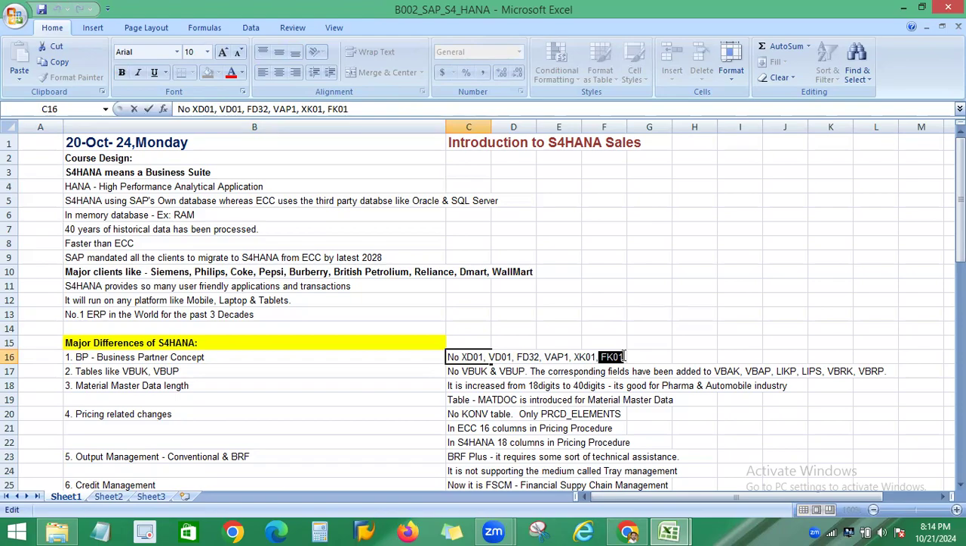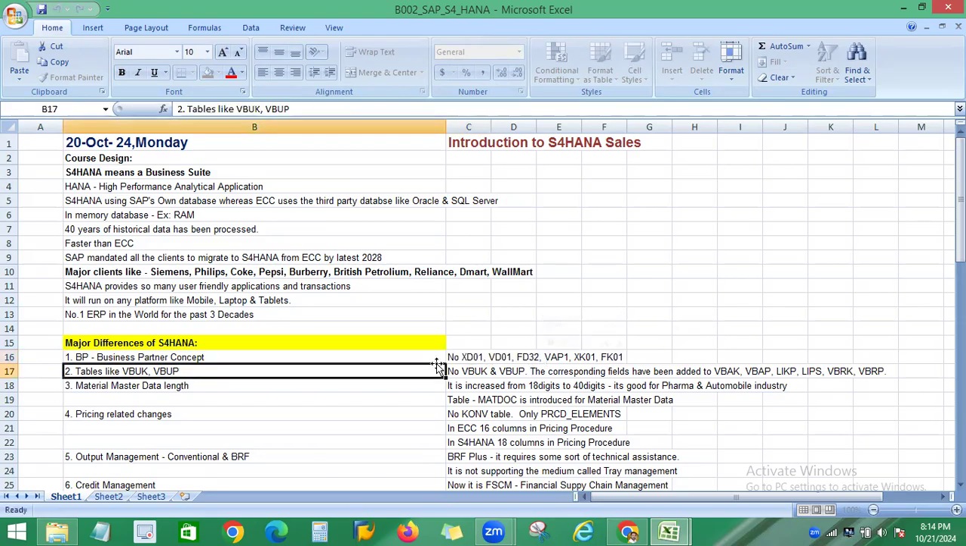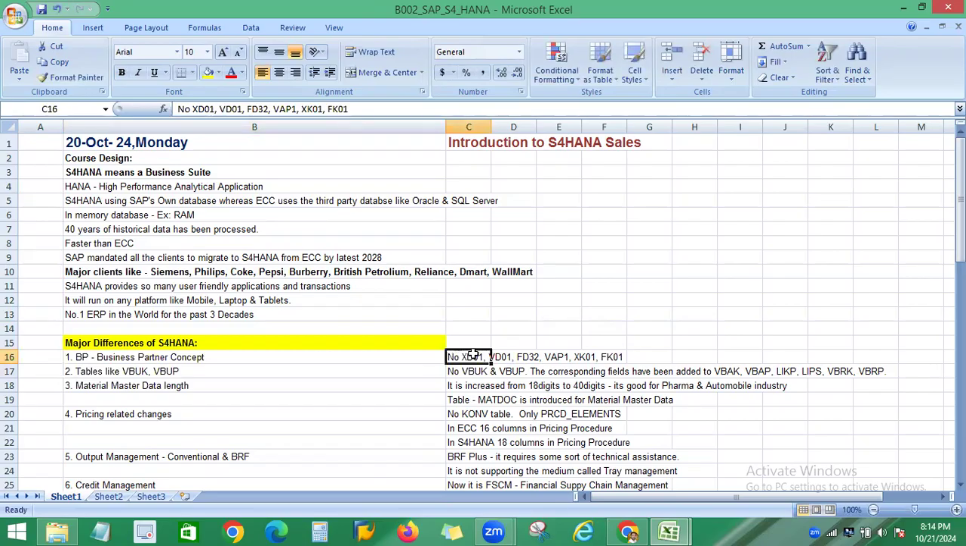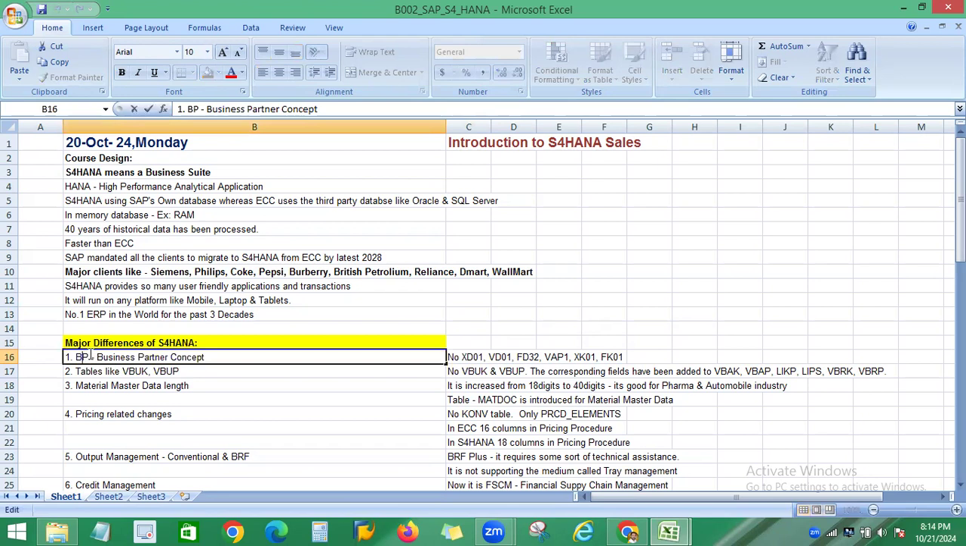Now, for every module or every master data in SAP ECC, we are required to use each and every T code. However, all these master data T codes are replaced with BP, that is nothing but the business partner. So this is the one difference.